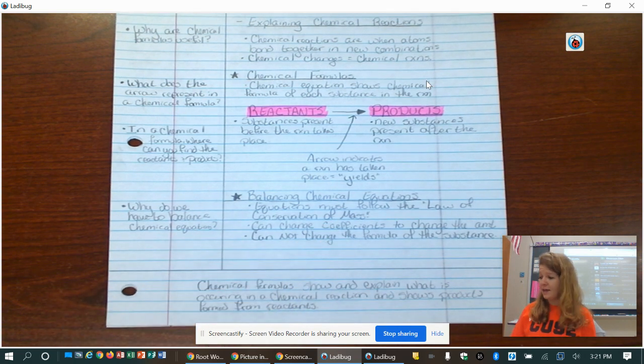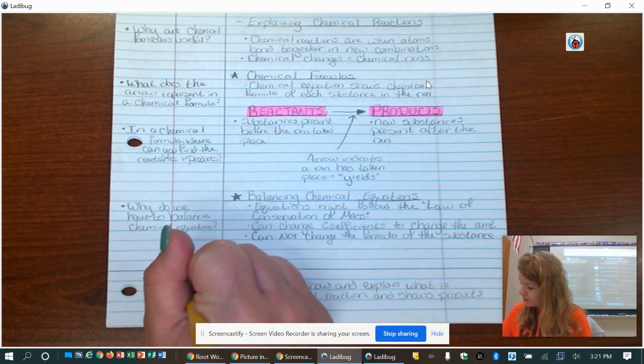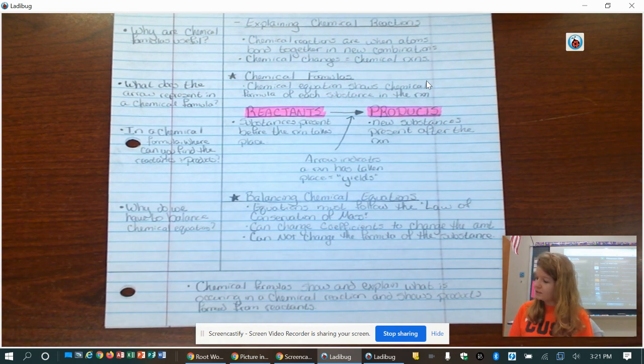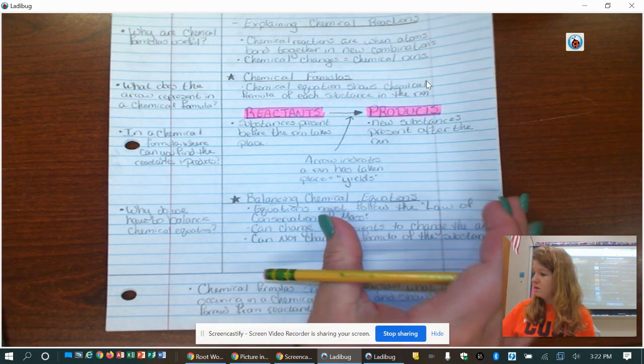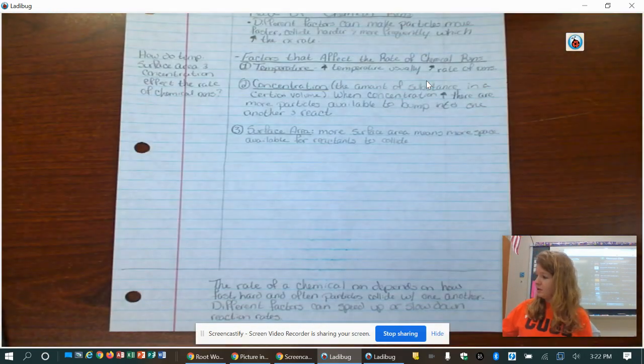And then remember, at the end, you want to summarize what your whole notes just said. So my summary is, chemical formulas show and explain what is occurring in a chemical reaction, and it shows products are formed from reactants. I just pulled out what I thought was important and summarized it in one sentence. And then the whole balancing chemical equations green part, I just left out of my notes. And then I went to the next section in your book.